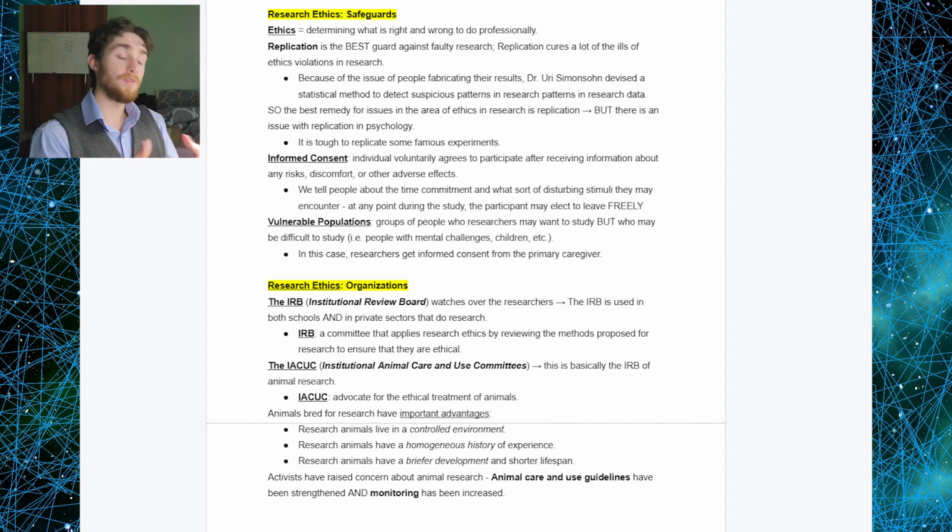Because of these advantages, animals are used a lot in research, but they're not always used very nicely, which is why activists have raised concerns about animal research. That's why we have animal care and use guidelines. These have been strengthened, and also IACUC has increased monitoring, so we see a lot more monitoring of animal research.